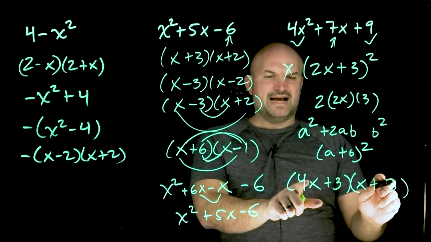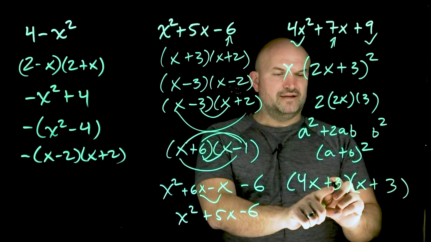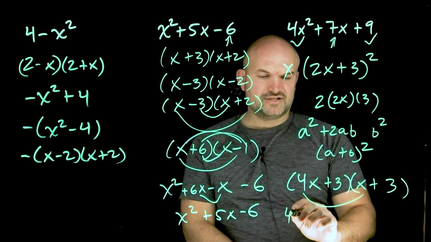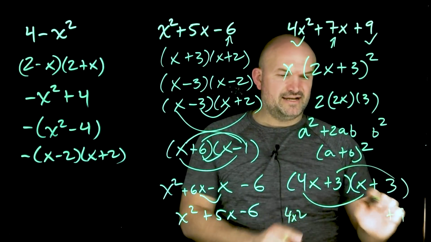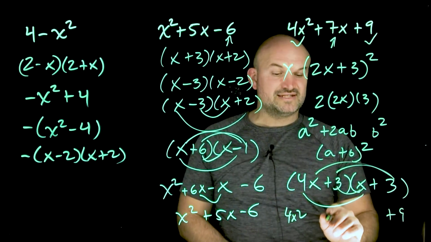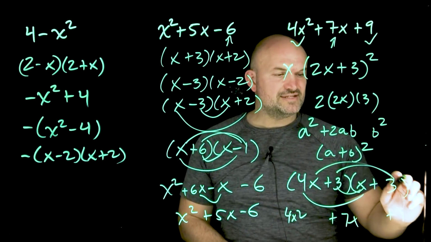And I don't want to use 9 because that'd be 27. That'd be way too big. I wouldn't want to put it here. That'd be 13. So let's go and see if this works. So this is a 4x squared. That's going to be a plus 9. And let's see if my inner and my outer give me a 7x. 3x plus 4x equals a 7x. So yeah, you can see this is going to be my factored form.